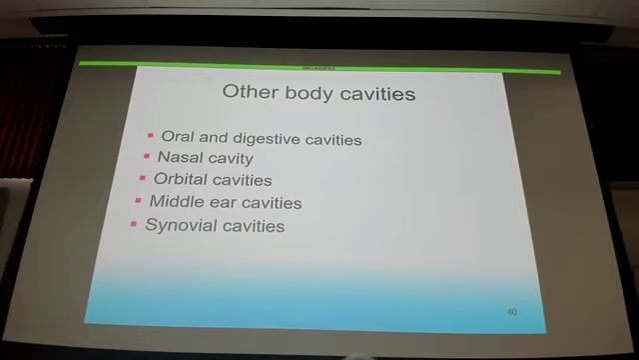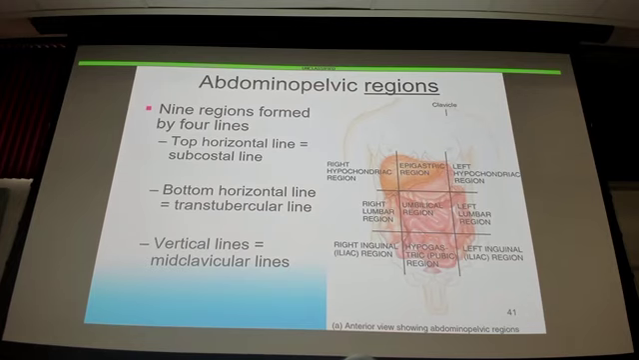And then we have a lot of other cavities. Oral cavities, nasal cavity, your synovial cavities, which would be within synovial joints. You have middle ear cavities, your ossicles that are in your ear. All of these exist, your eyes, your orbital, all things we discussed. So we're not going to do that here.